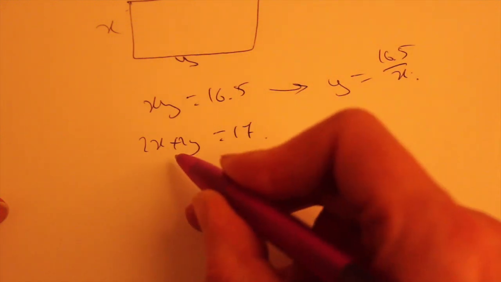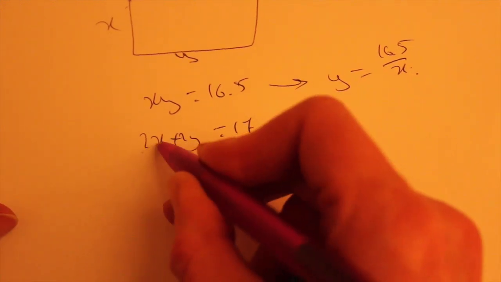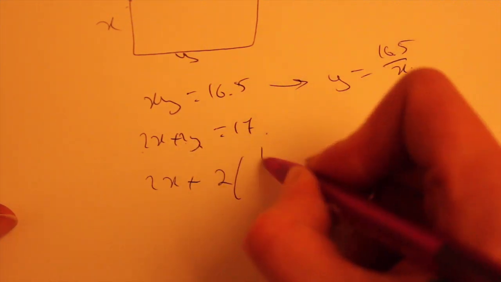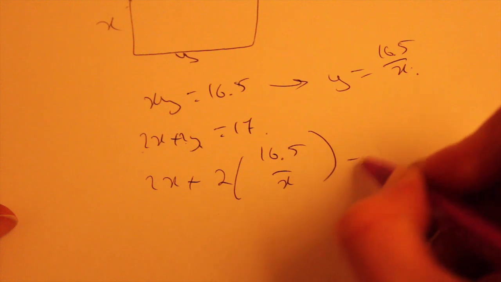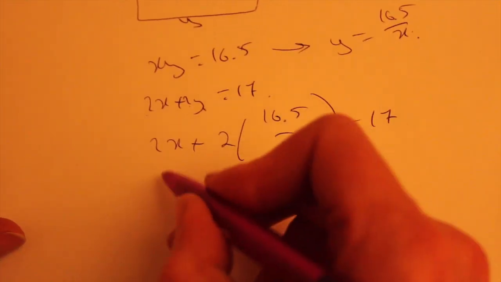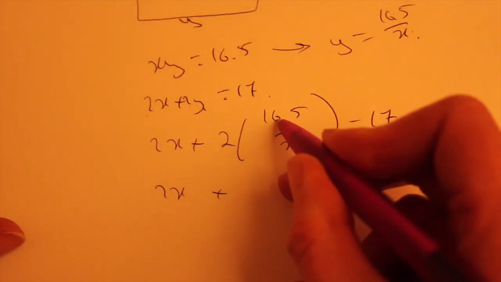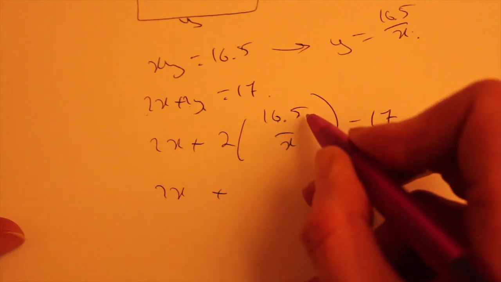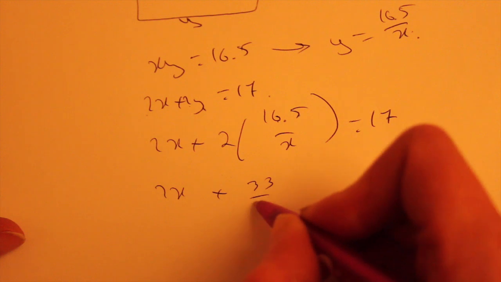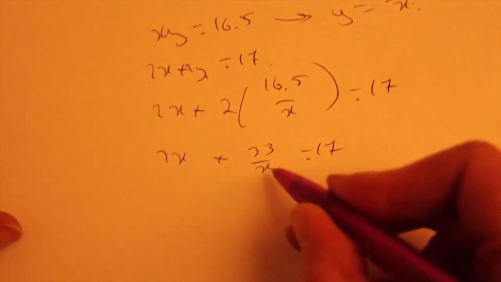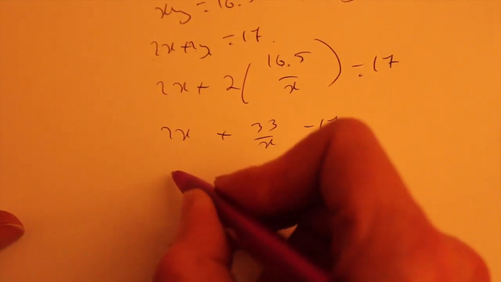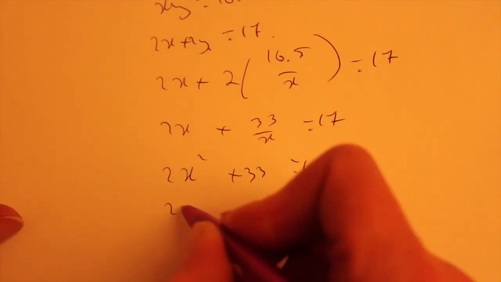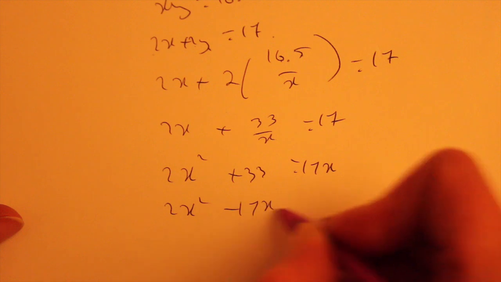Now I'm going to substitute that in instead of my y into the other equation. So it's 2x add 2, instead of putting y, I'm going to put in 16.5 over x, equals 17. So that's 2x. 2 times 16 is 32. 2 times 0.5 is 1. 32 add 1 is 33 over x equals 17. X in the bottom is not very nice, so we just times everything by x to get rid of it. It's a quadratic, so everything goes on the one side.